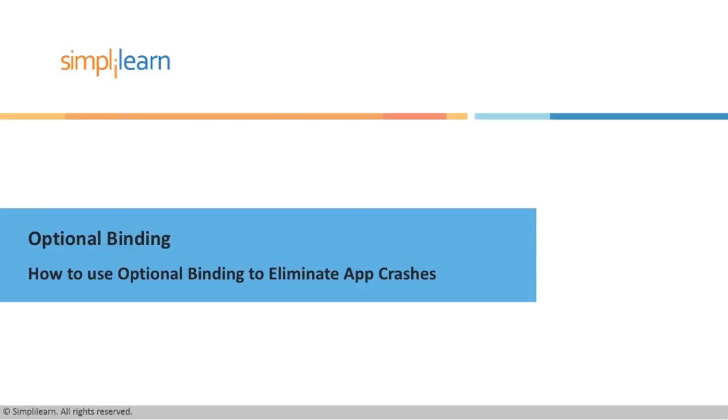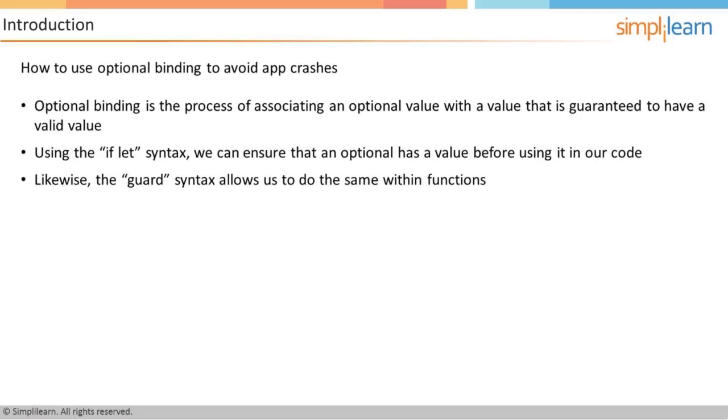Okay, so now we're going to move on to optional binding, and we're going to learn how to use optional binding to eliminate app crashes. Now, optional binding is the process of associating an optional value with a value that's guaranteed to have a valid value. So when we do optional binding, it will never return a nil.